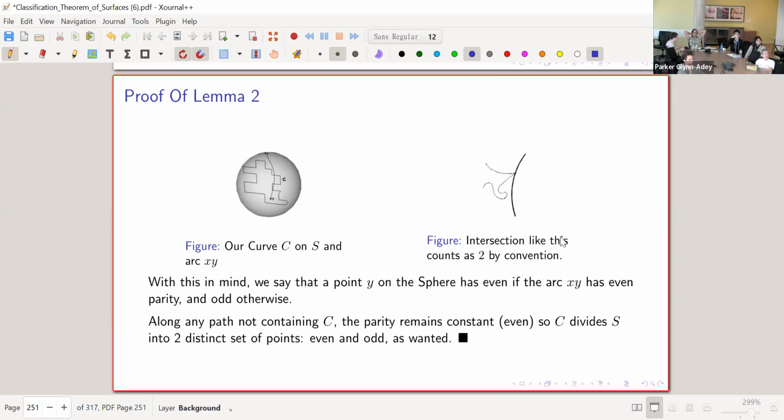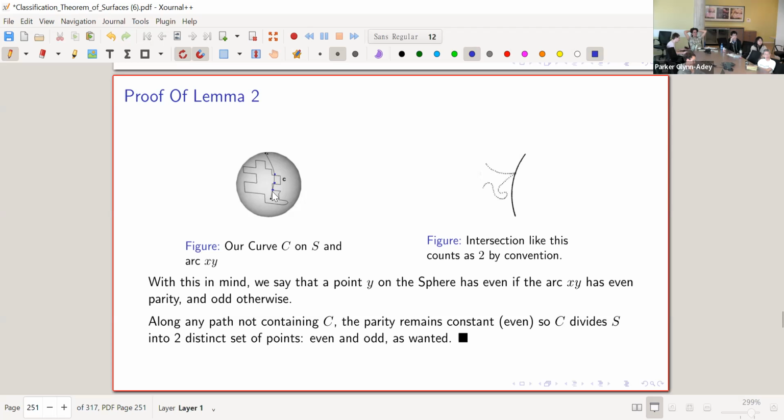Along any path not containing C, the parity remains constant. So C divides S into two distinct sets of points, even and odd, as wanted, because if we go through the curve, it has to be odd. And if it's inside the curve, we have to intersect the curve at least an odd number of times, right?